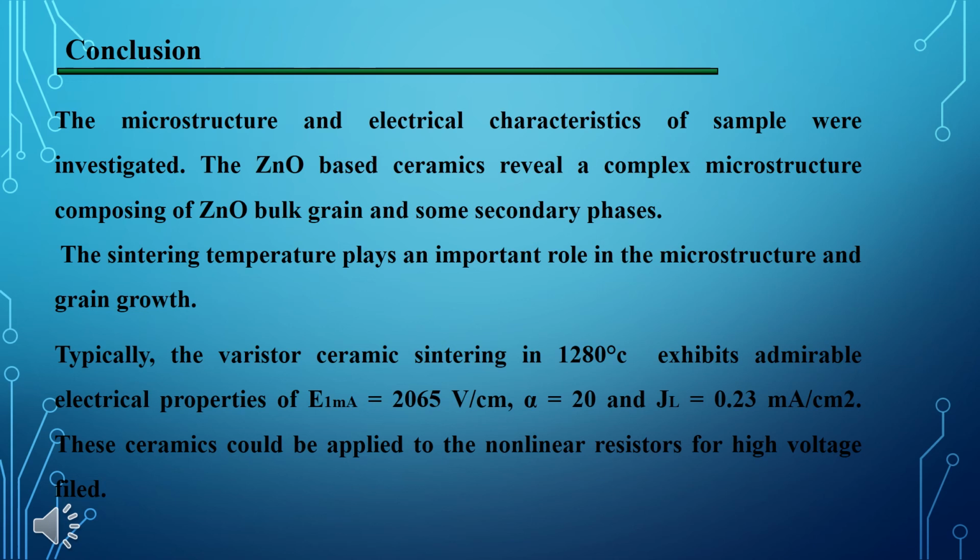Typically, the varistor ceramic sintered at 1280 degrees Celsius exhibits admirable electrical properties of breakdown voltage equal to 2065 volt per centimeter, alpha equal 20, and leakage current equal 0.23 milliampere per centimeter square. This ceramic could be applied to nonlinear resistors for high voltage fields.